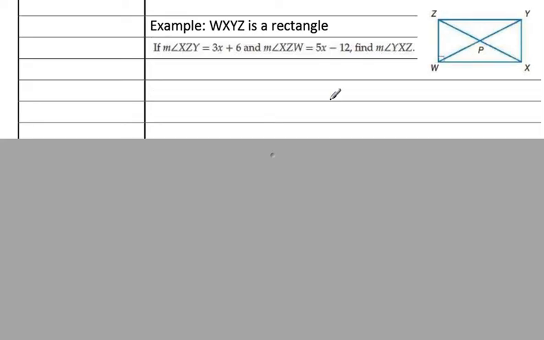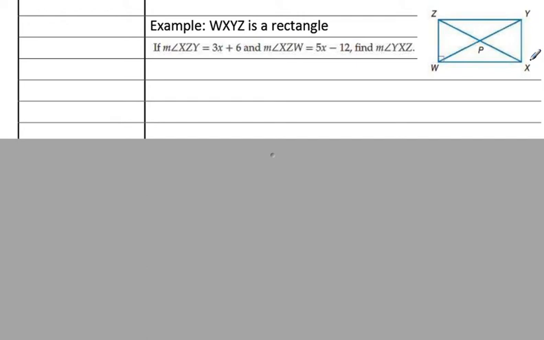Okay, let's see another example of a rectangle. This time they're giving us angle measures. So the property that I'm guessing we're going to need to know is that each angle in a rectangle is 90 degrees. Usually that's what that means when they are asking anything about angles in a rectangle. So let's see if that's true. It may not be true, I don't know.